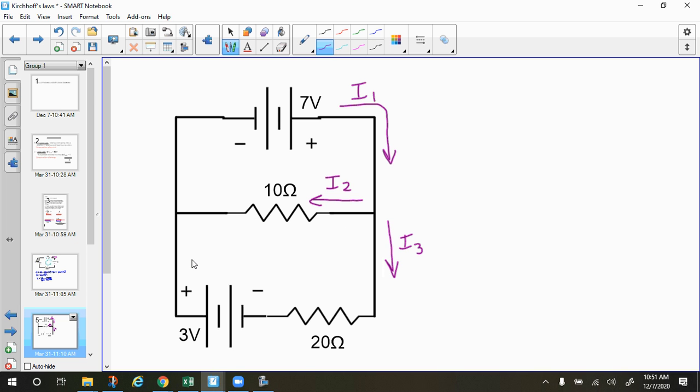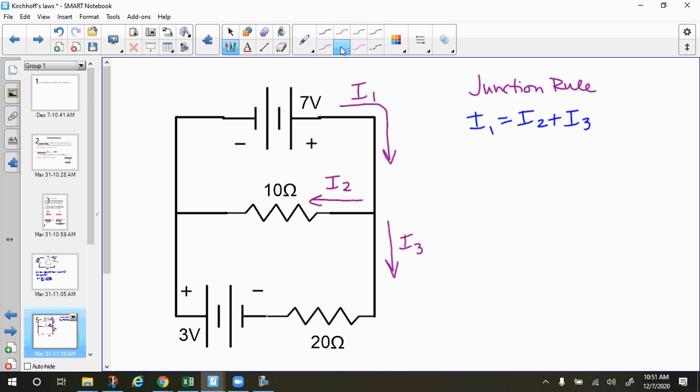So in our last problem, we didn't use the junction rule because there were no junctions. But now we're going to use the junction rule. And because of the law of conservation of current, we know that I1 is equal to I2 plus I3, because all the current going into this junction has to equal the current coming out of the junction. So that's our first equation.